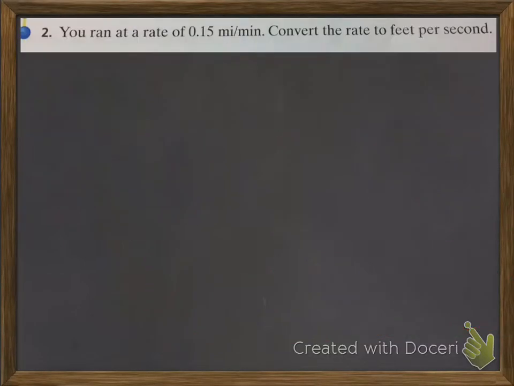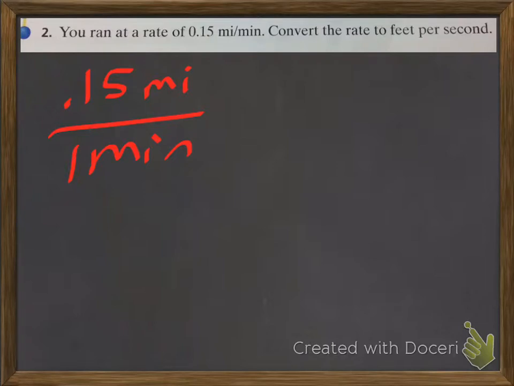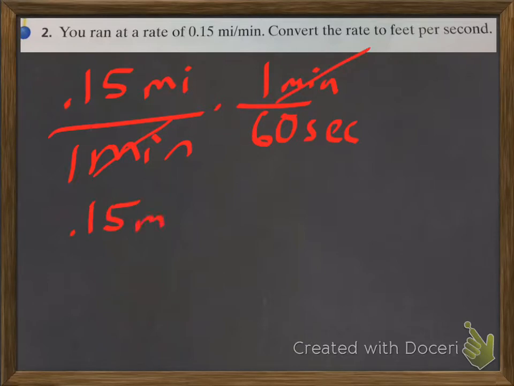Let's do one more. You ran at a rate of 0.15 miles per minute. So go ahead and write that down. 0.15 miles per minute. And we want to convert it to a rate of feet per second. So I'm going to change the minutes to seconds first. So we know that there's 60 seconds in 1 minute. So my minutes cross out, and I end up getting 0.15 miles, sorry, over 60 seconds.